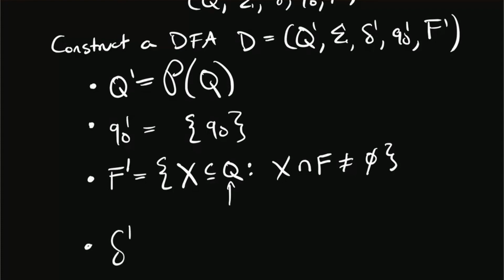So delta prime. So this is for the DFA. What are states in the DFA modeling in the NFA? Sets of states. So I'm actually going to use X here. So X, comma A. So if we have a particular subset X and the symbol A, we want to know where we can go in the NFA to make it correspond to a state in the DFA.